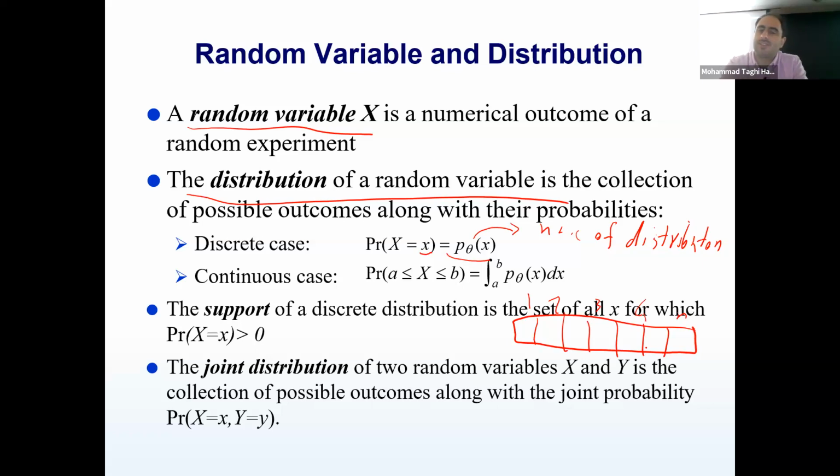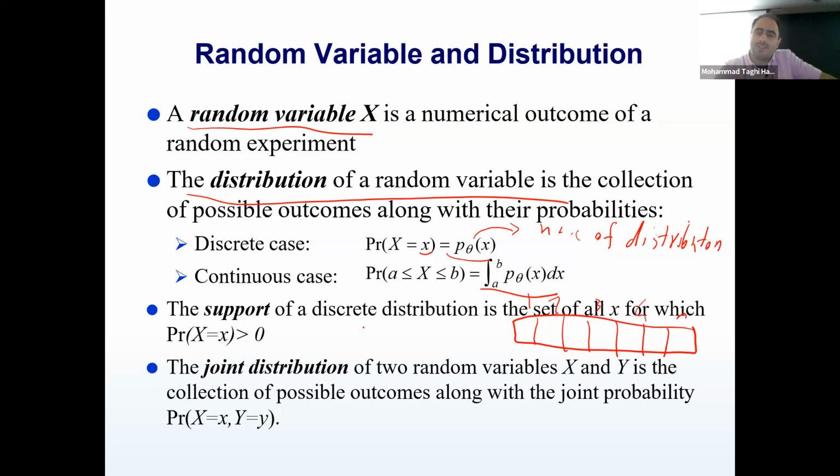In the continuous case, we are considering some interval as well, so you need to take integration to get it. In the continuous case, we cannot say probability of X equal to a particular x, because it would always be 0. You need to take integrations. We work more with the discrete case.